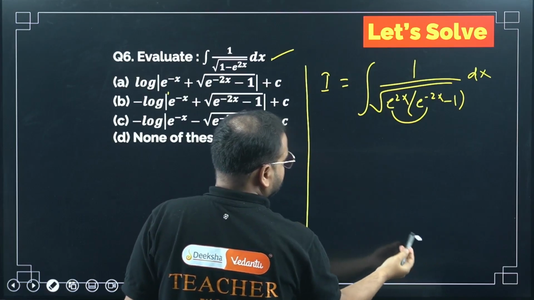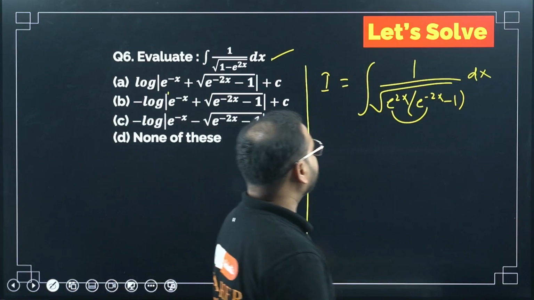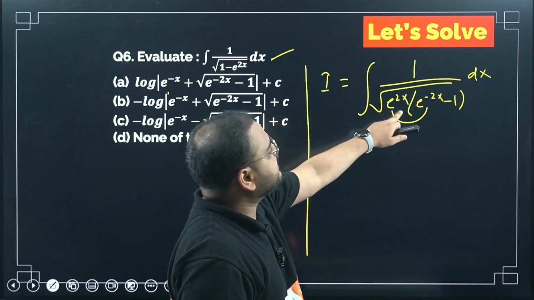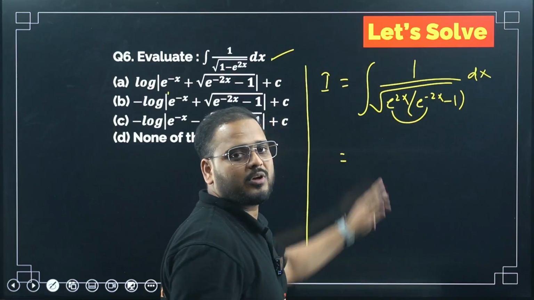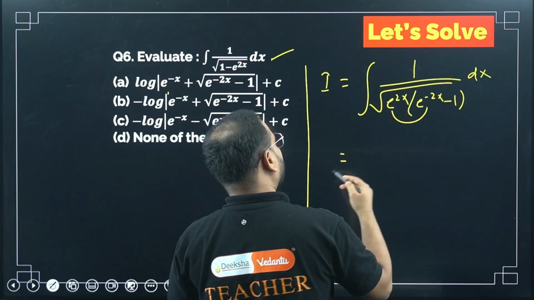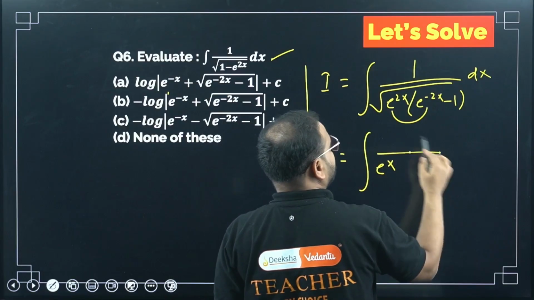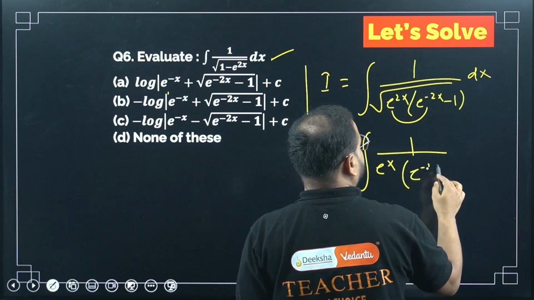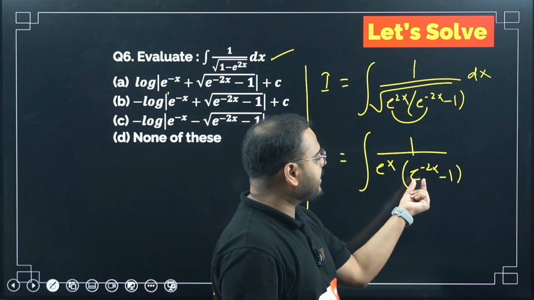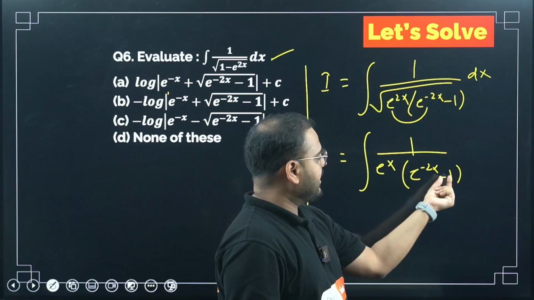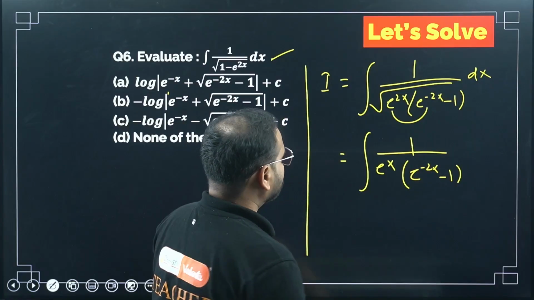Chaliye. Let's move on. Okay. Now take this e power 2x outside. Why, sir? Square is there, no? E power 2x is there. If I take outside, what will happen? I'll get it as e power x, sir. Now see this. This is actually e power x the whole square, and this is e power minus x the whole square, and this is minus 1. Okay?